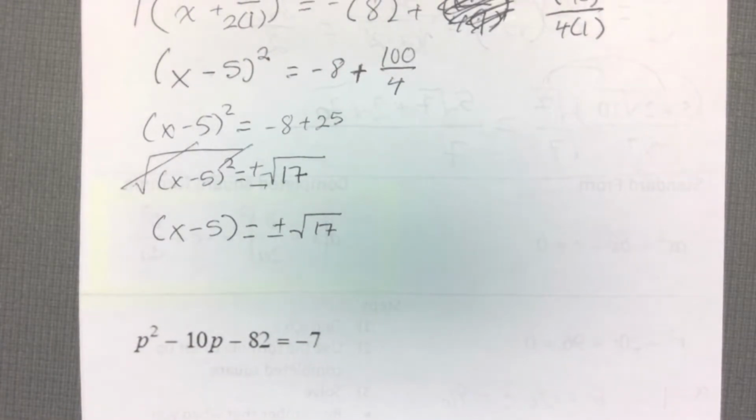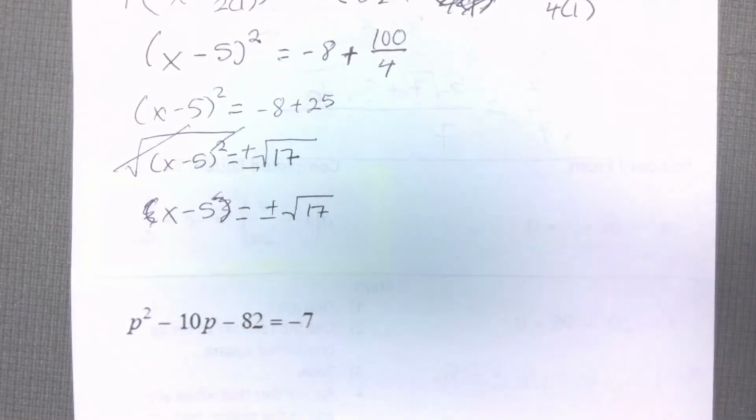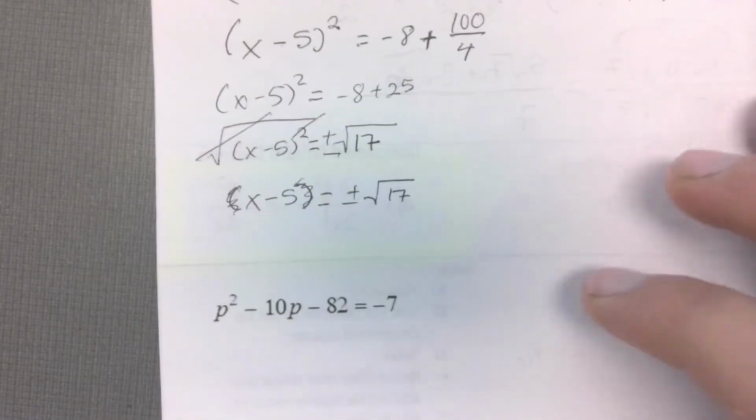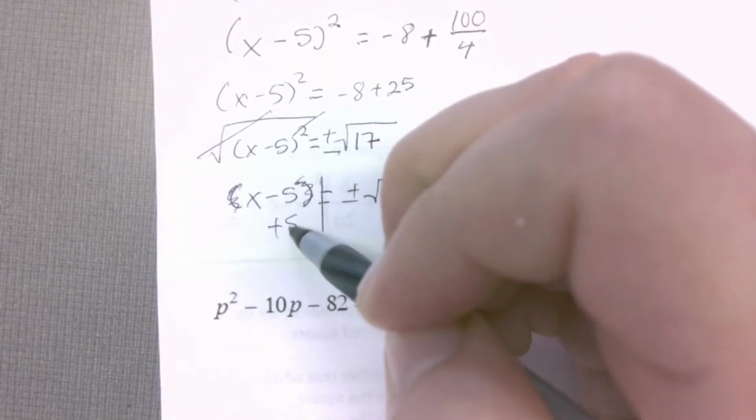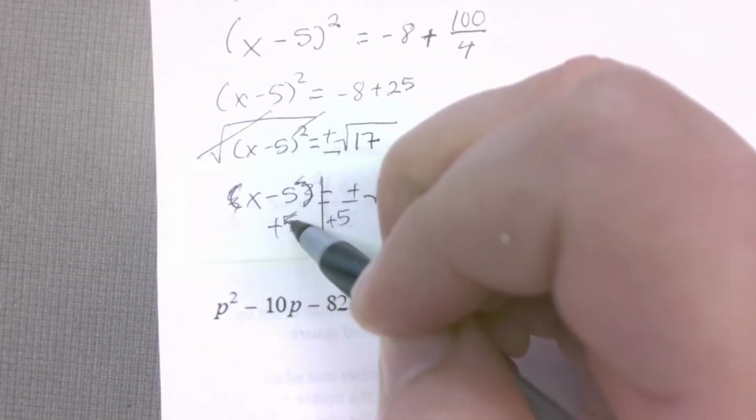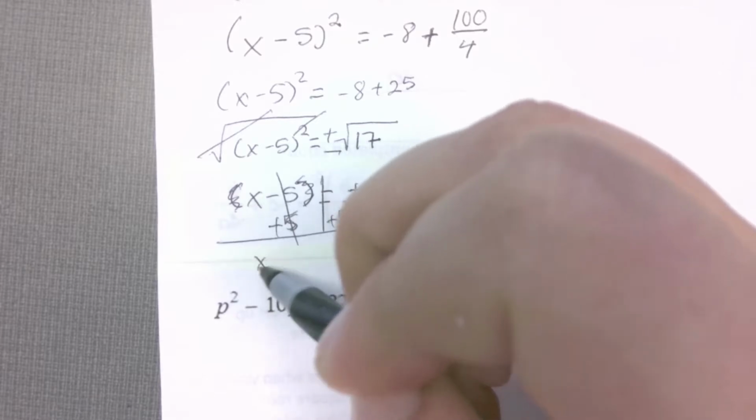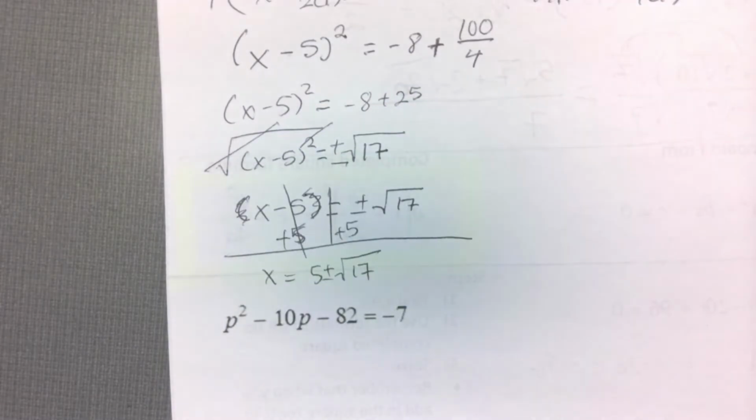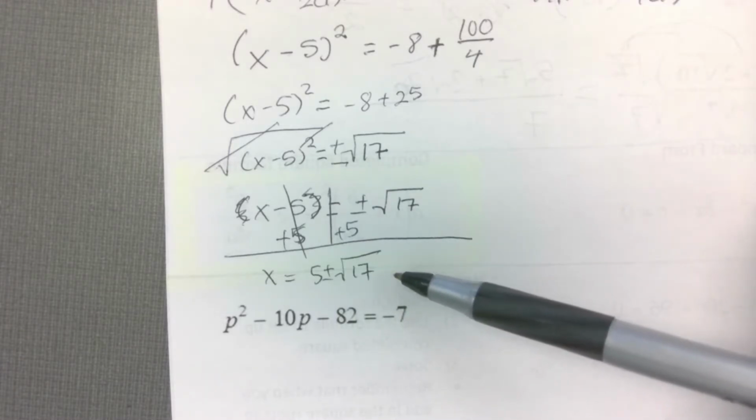Do I need those parentheses anymore? Does it have a power anymore? Does it have anything being multiplied to the inside? So we don't need those parentheses. How do I get the x by itself? Good. This is the answer. You're done.